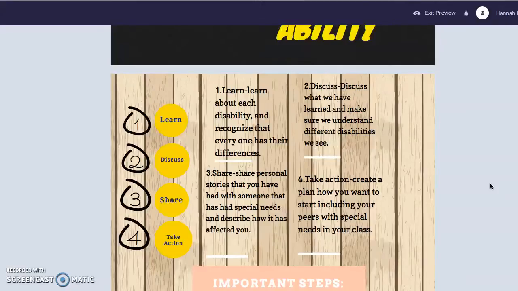Number three is to share. Share personal stories that you've had with someone that has special needs and describe how it affected you, because I can tell you that you are touched if you have met someone with special needs, and it changes your life. And number four is to take action. Create a plan for how you want to start including your peers with special needs in your class. How are you going to make a difference in your class? How are you going to be a better person for everyone?